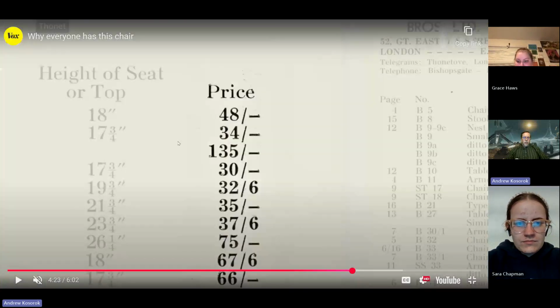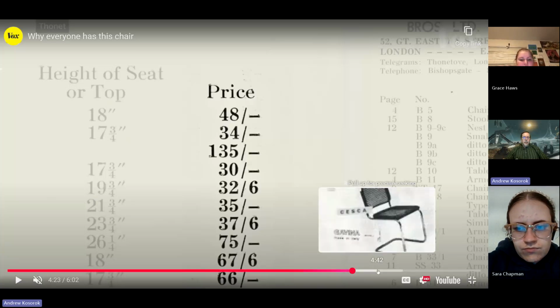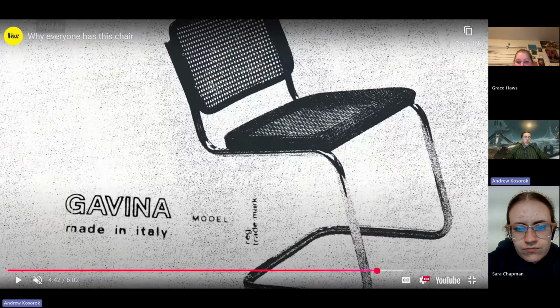This kind of ties into what we're talking about next. This is prices, but these are the sizes. The sizes were specifically designed for livability. And I'll get more into that in just a second. Le Corbusier, who we'll talk about in just a sec, was really interested in this kind of stuff.